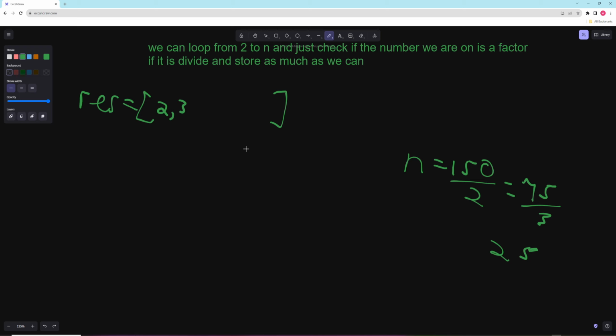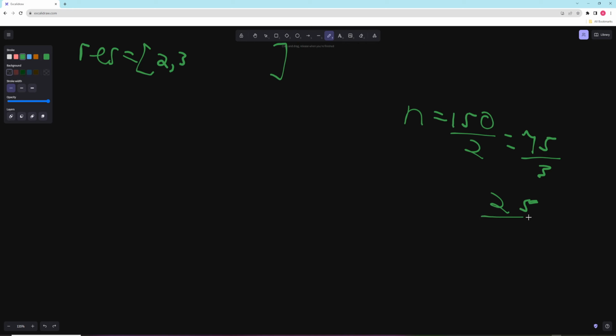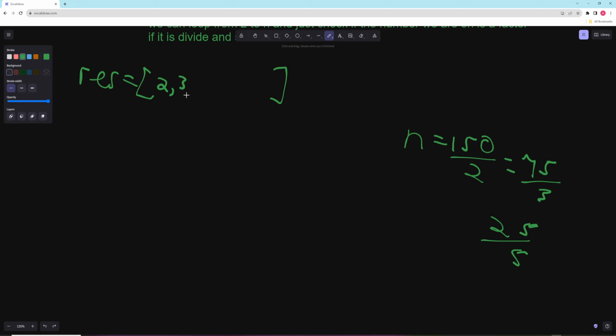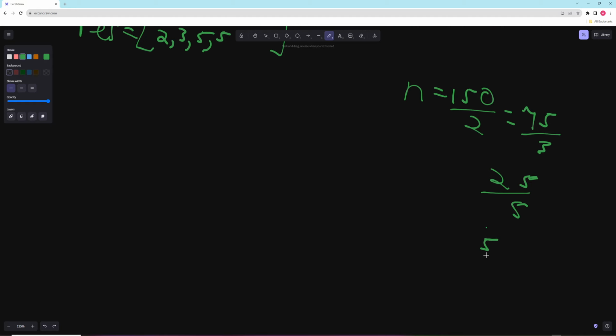So for this one, 3 is no longer a factor. So we'll keep going. And then 4, sorry, 4 is not a factor, so we'll skip that. Then 5 is a factor. So we will divide by 5, write in the 5 as a factor. Now our number is 5. Then we try again. Is 5 a factor of 5? Yes, it is. So we'll write another 5. And now our number is 1.